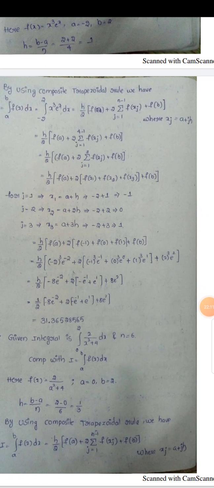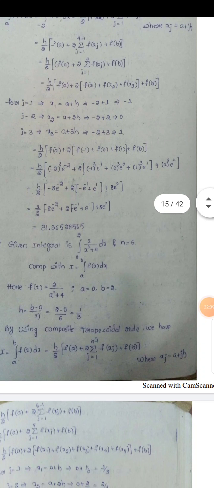Given integral is integral 0 to 2 of 2 by x square plus 4 dx and n equals 6. Comparing with I equals integral a to b f of x dx, here f of x equals 2 by x square plus 4, a equals 0, b equals 2. h equals (b minus a) by n equals (2 minus 0) by 6 equals 1 by 3.